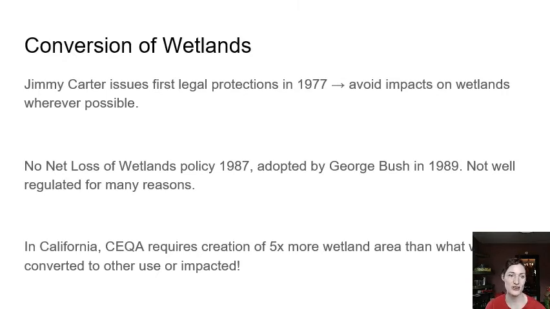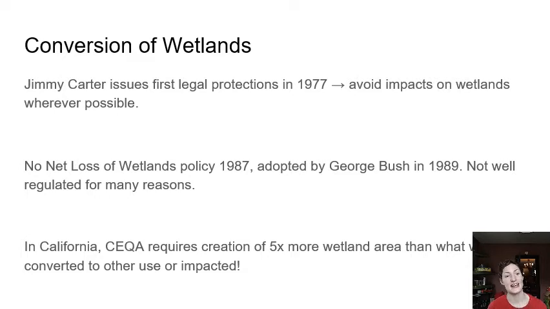So, history of conversion of wetlands. Basically, all wetlands were converted into agricultural lands or other purposes up until the late 1970s. That's when the first legal protections for wetlands were established. So that was by Jimmy Carter in 1977. And so the bill was just to avoid impacts on wetlands wherever possible. But that's pretty loose language. What determines how important the thing that you need to build is?